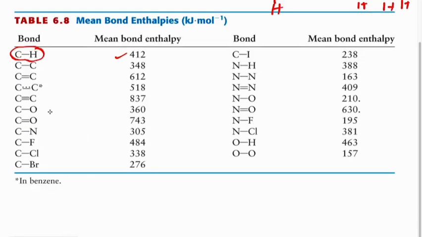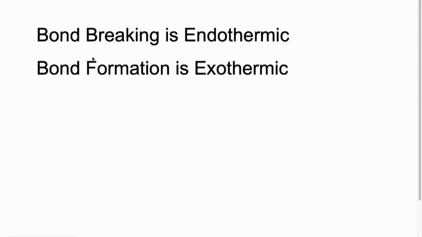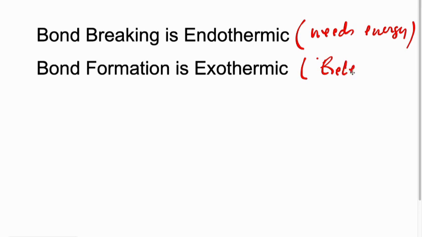One of the things you'll notice here is that when I'm comparing a carbon-carbon single bond, a double bond, and then a triple bond, the numbers are 348, 612, and 837. Obviously, it tells you that a triple bond requires more energy to break. Keep in mind that bond breaking is endothermic, which basically means that it needs energy. Which makes sense, right? Because you're trying to break the bond between two substances. And bond formation is exothermic, which basically means that it releases heat or releases energy.